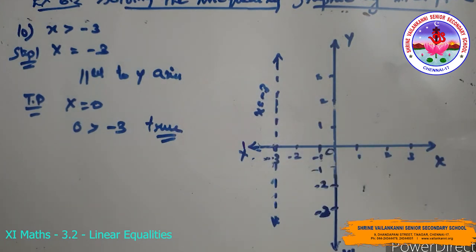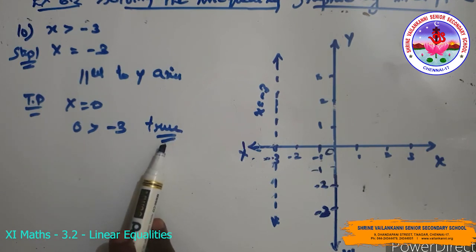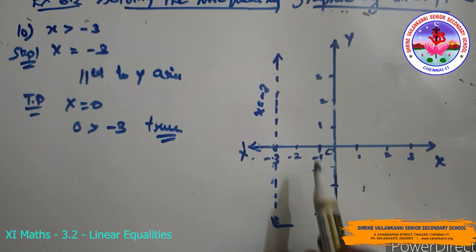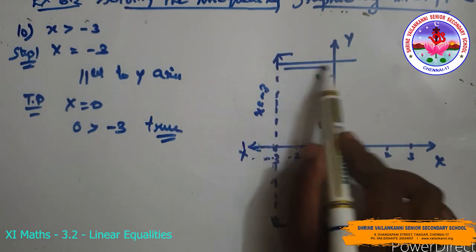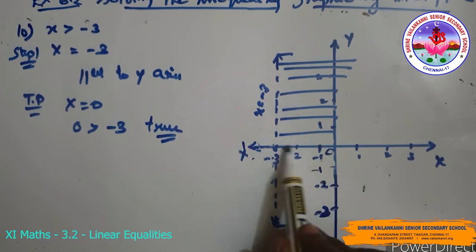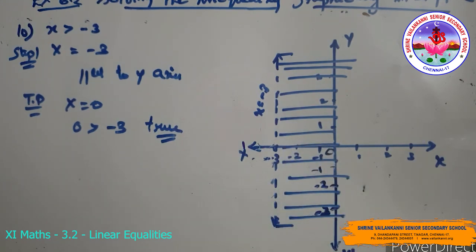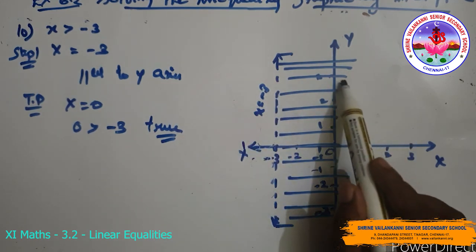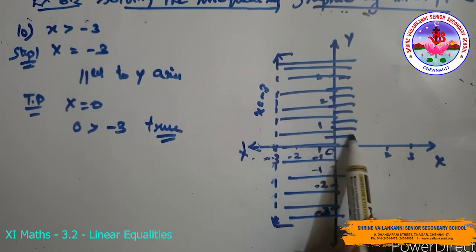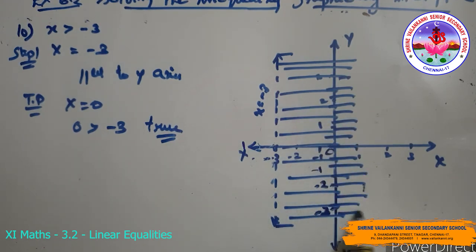So test point is putting x equal to 0. We get 0 is greater than minus 3, which is true. If it is true, it lies towards the origin. So we have to shade this part. So it is clear that any point on the line does not satisfy the given inequality. So every point on the right side of the line x equal to minus 3, excluding all the points on the line, determines the solution of the given inequality. So the solution region or the feasible region lies towards the origin.